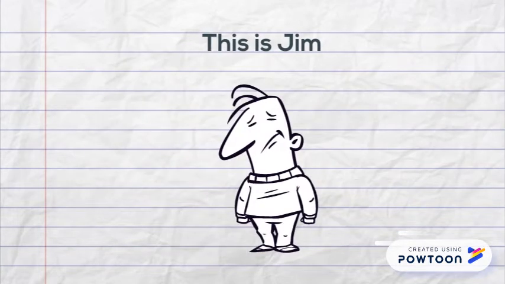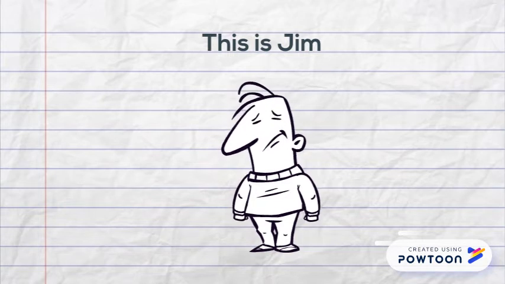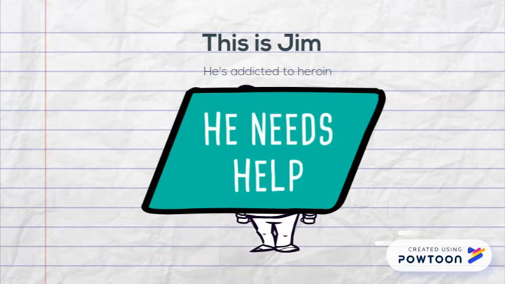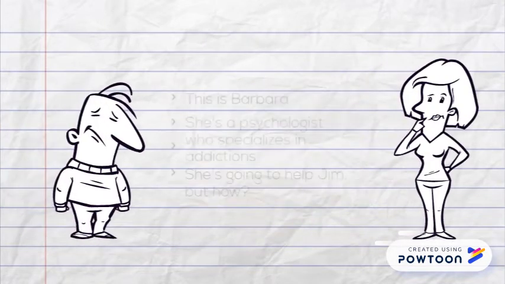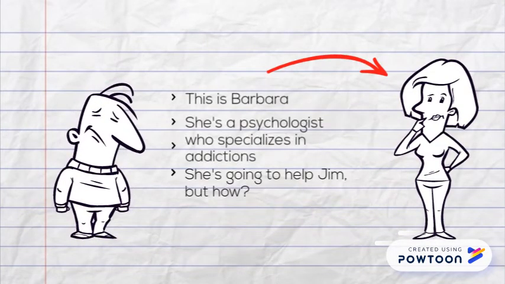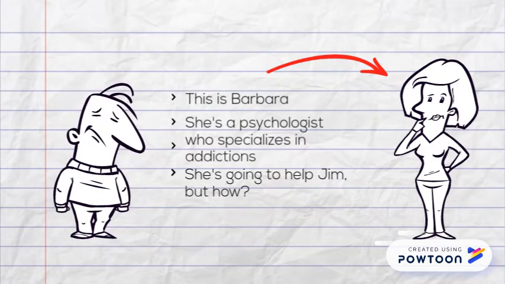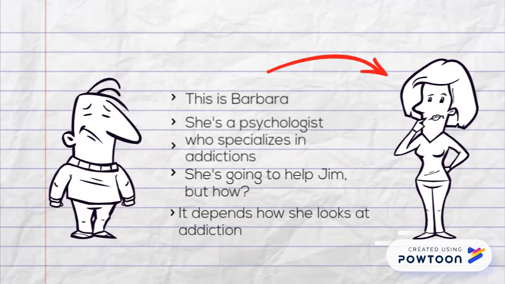This is Jim. We will be using him as our example for today. Jim has a substance abuse problem and is addicted to heroin. This is Barbara. She's a psychologist who specializes in substance addictions and is also Jim's therapist. She's going to help Jim, but how? It all depends on how she looks at it.